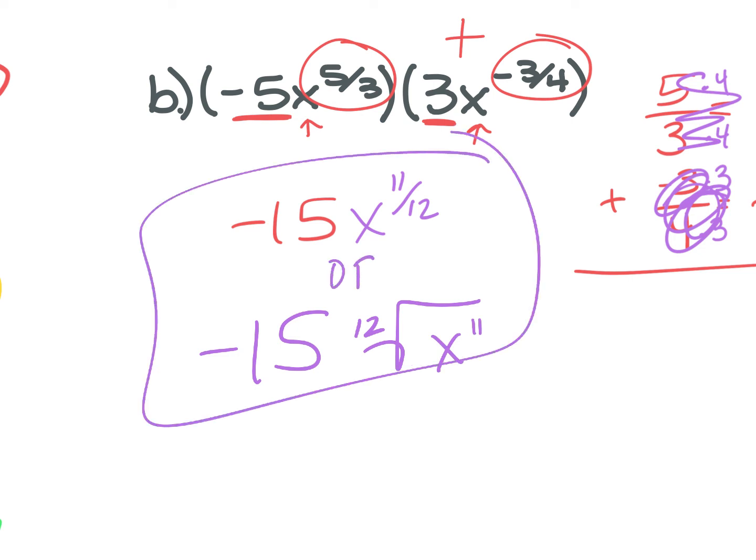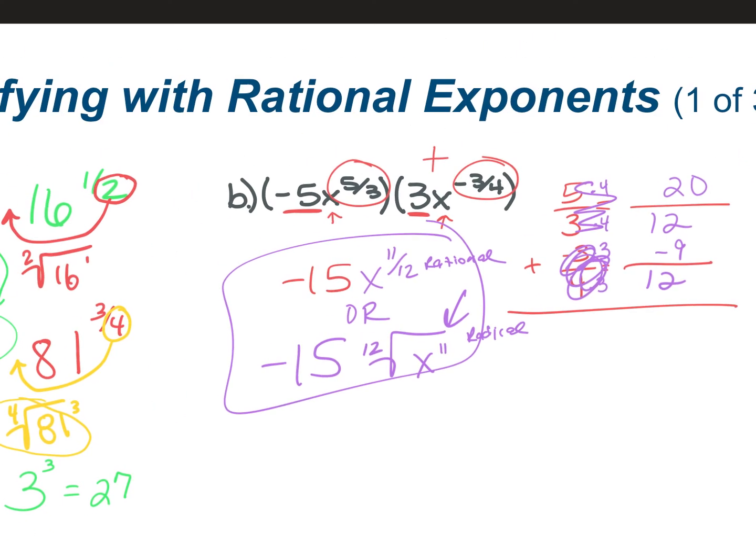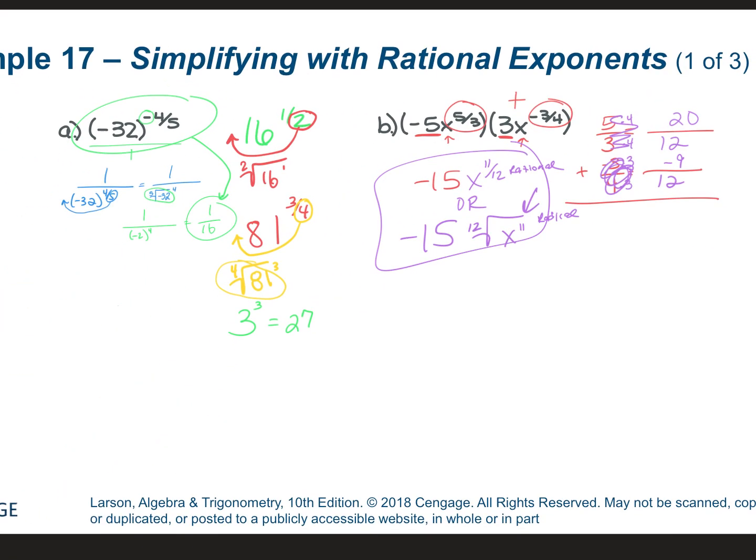Fantastic. Good. If there's no directions, either way is fine. If it says no rational exponents, then you want it like this. Rational exponents means fractions. If they want it in radical form, this is rational, and this is radical. Good question. Yeah, whatever the directions say to do is what y'all need to do.